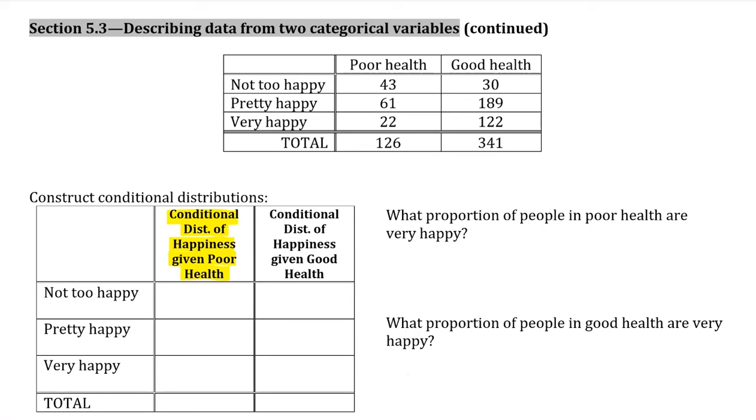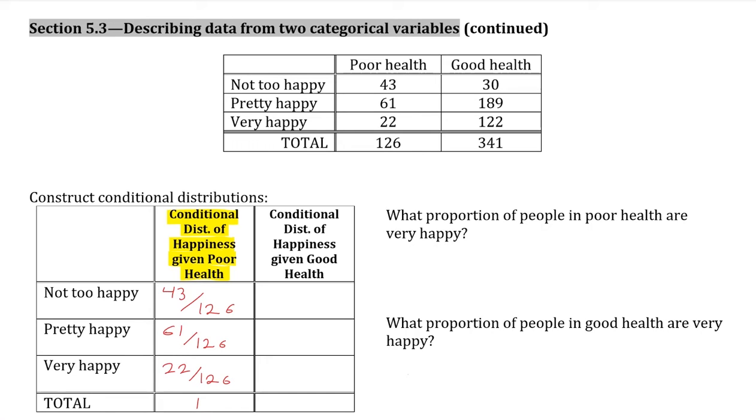So then, when I'm making the conditional distribution, which is itself another relative frequency, I'm going to instead take the cell total of 43 and divide that by the column total of 126, all of the individuals that are considered to be in poor health. I will also do the same for the rest of those rows. For pretty happy, I will also take 61 out of 126, conditional to the total amount of people in poor health, and then the same for 22 out of 126. Total, these should add up to 1.